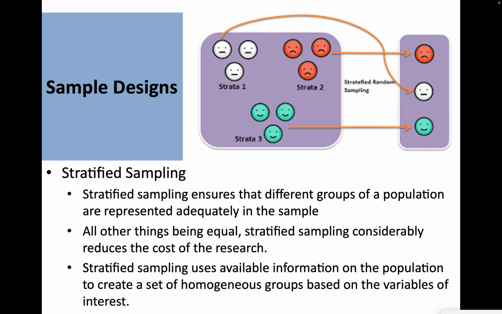Stratified sampling ensures the different groups of a population are represented adequately in the sample. (In the sample, use the wrong preposition.) All other things being equal, stratified sampling considerably reduces the cost of research. Stratified sampling uses available information on the population to create a set of homogeneous groups based on the variables of interest.